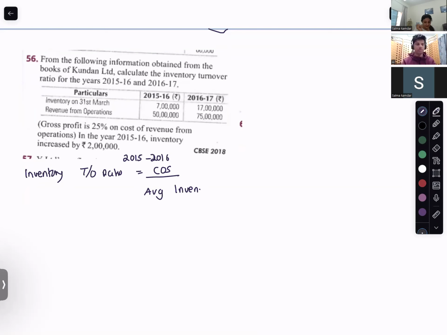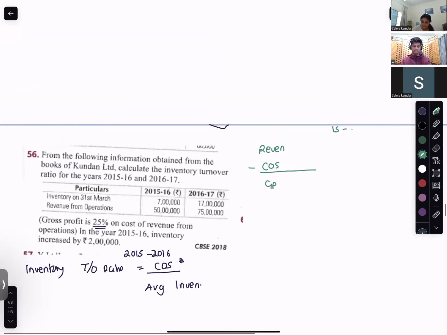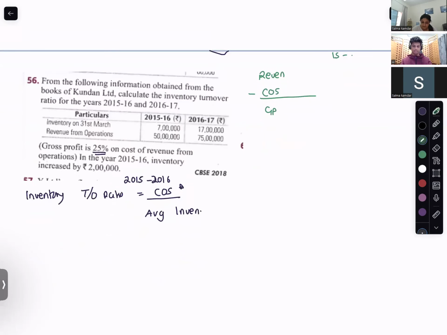Now they say in 2015 gross profit is 25% on cost. So we're talking about how to calculate the cost of sales. So I would say that the revenue minus cost of sales gives me gross profit. Are you with me? What is the revenue of 2015-16? It is 50 lakh. I don't know my gross profit or cost of sales.